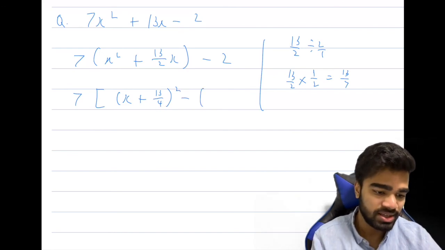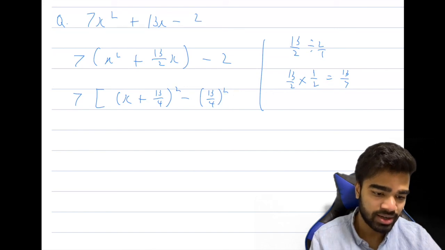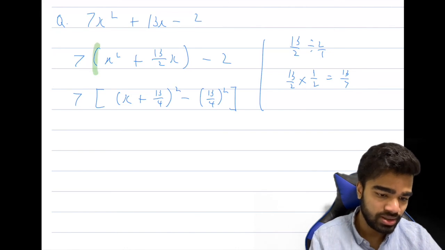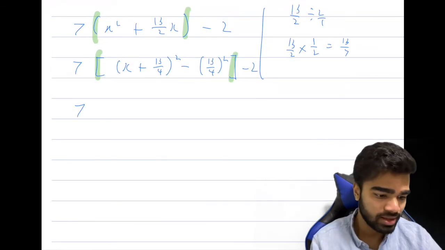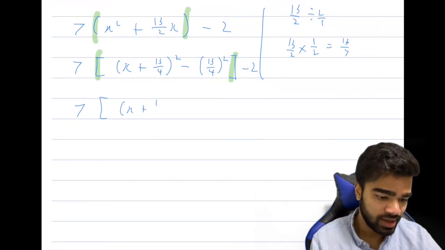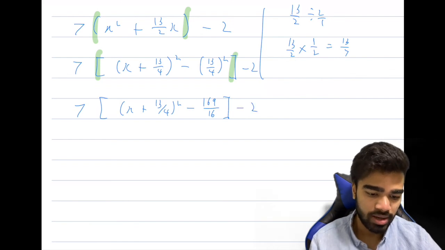Minus whatever this thing is, we square it. So 13 on 4 squared. Close the square brackets. Because remember what I said before, these two brackets over here correspond to these two brackets over there. So the negative 2 is on the outside this time. Let's do it. So you have 7 times x plus 13 on 4 squared. 13 squared is 169. 4 squared is 16. Like so. And minus 2.